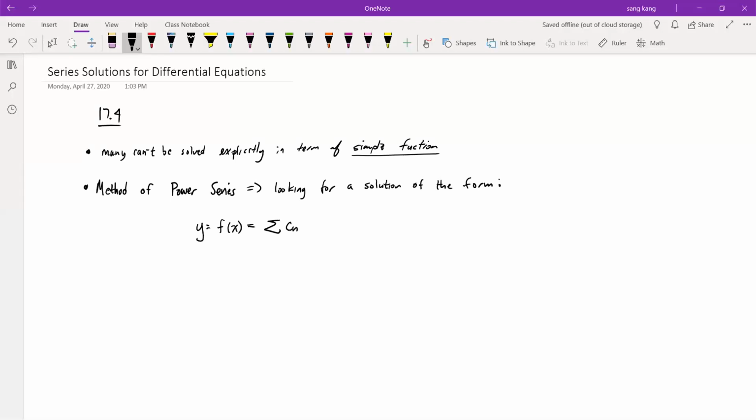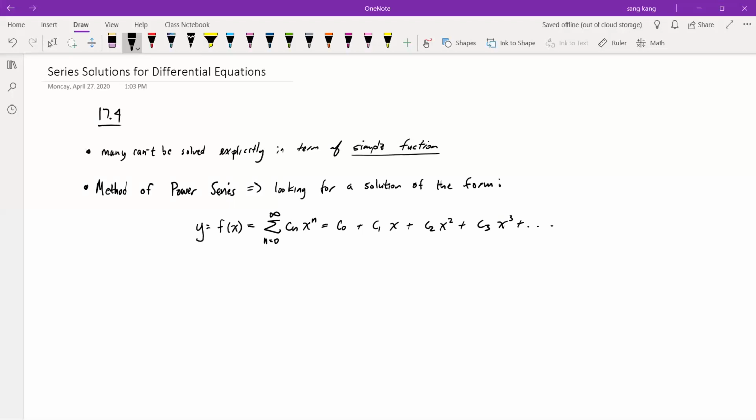It was coefficients times x to the n, and this is an infinite series. Of course, if we expand this out, c1x plus c2x squared plus c3x cubed plus dot, dot, dot. So that's the general definition of a power series, and the goal is to figure out what the coefficients are.